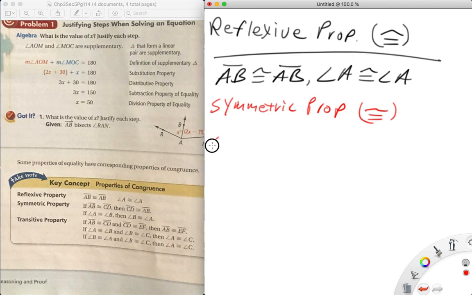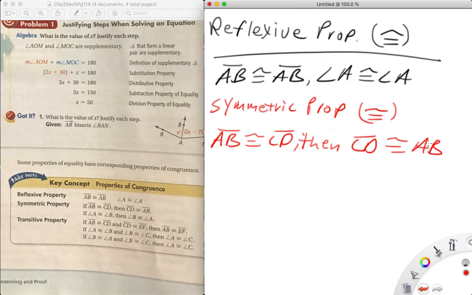Symmetric says that if I have two segments, AB, and it's congruent to CD, then I can say that CD is also congruent to AB. I can also use it for angles. If angle A is congruent to angle B, then I can say that angle B is congruent to angle A using the symmetric property of congruency. Okay.